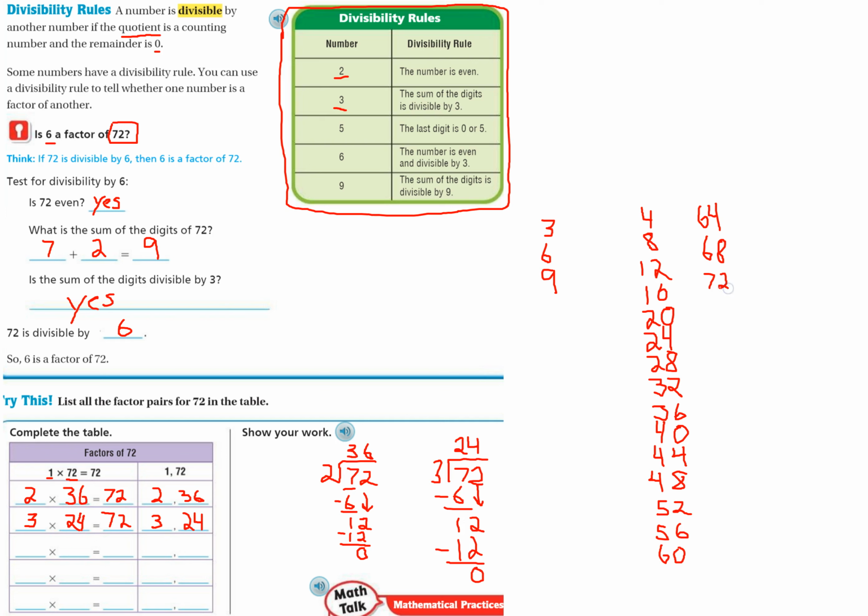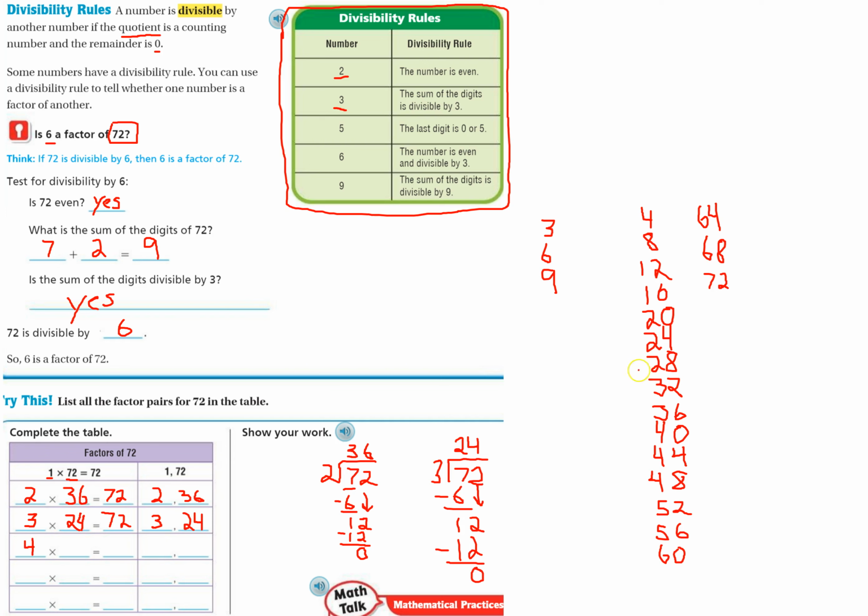72. So yes, I do land on 72. There isn't a rule for 4, but if we just count by 4s, and all of you can add 4, you can add 24 plus 4, you can add 68 plus 4. Since you can do that addition, then I know you can solve this problem as long as you are willing to do the work.